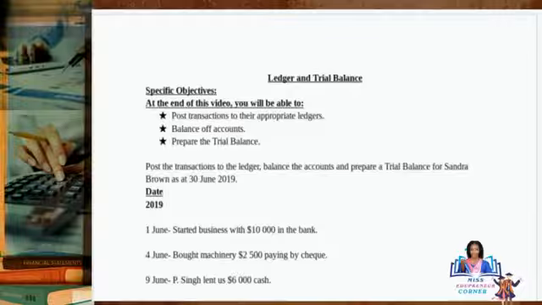Hello everyone. Today we'll be looking at ledger and trial balance. At the end of this video, you will be able to post transactions to their appropriate ledgers, balance the accounts, and prepare the trial balance. So here we are required to post the transactions to the ledger, balance the accounts, and prepare a trial balance for Sandra Brown as at the 30th of June 2019.